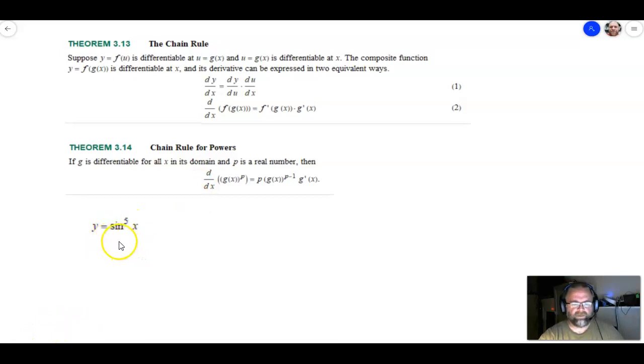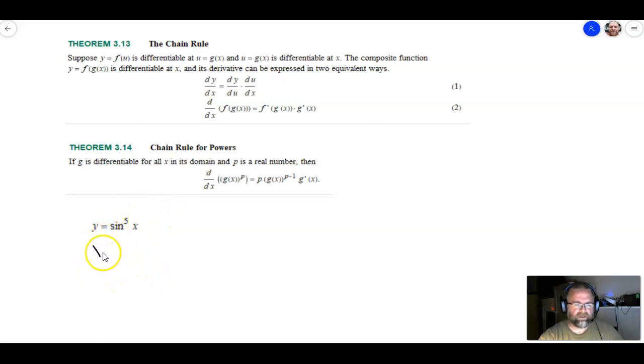All right, so this first one here, y is equal to sine raised to the fifth of x, is a perfect example of when we use the chain rule. The first thing I want to do is rewrite this a little bit so it looks like theorem 3.14, the chain rule for powers. But remember, putting the 5 here for a trig function is the same thing as putting the trig function with the 5 completely on the outside.